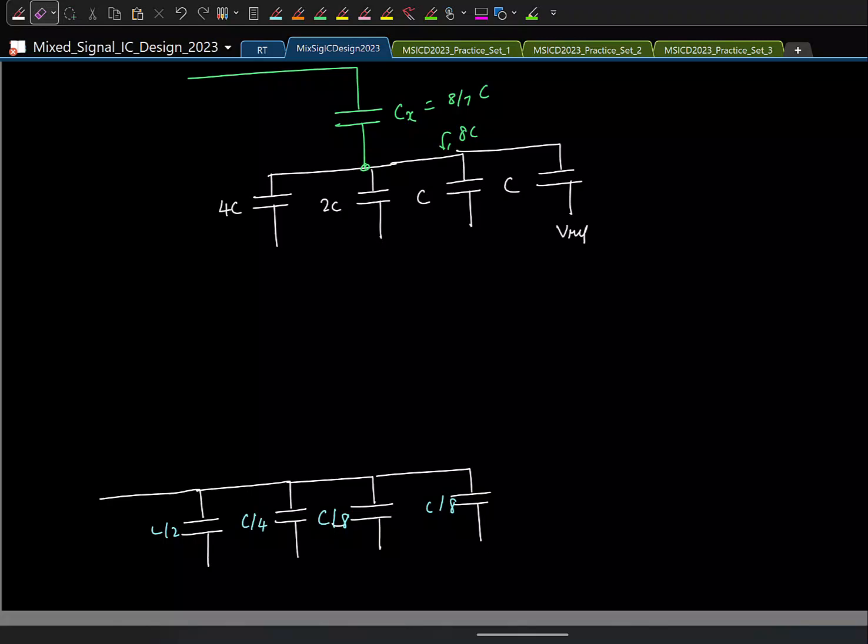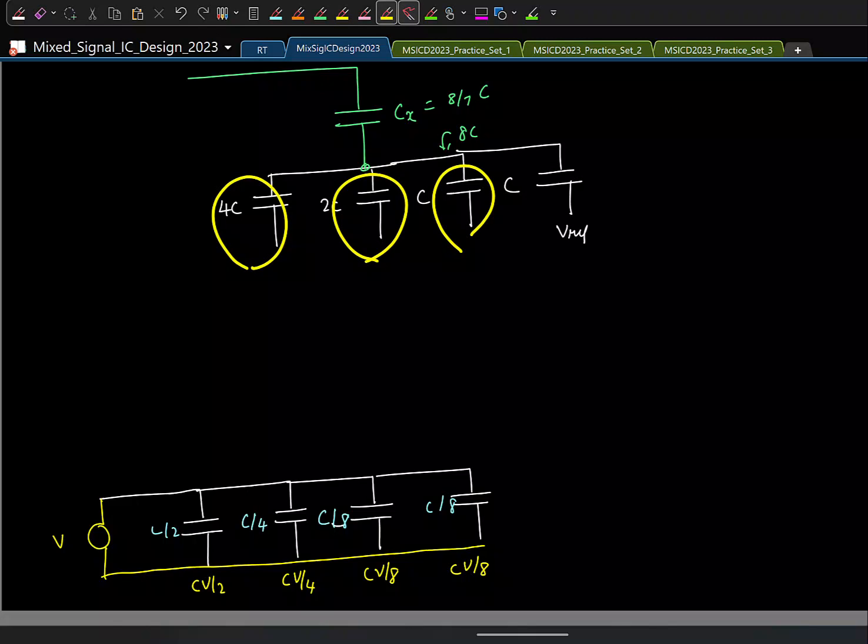So let's say I connect a voltage source across this branch, some V. What are the charges stored in the capacitors? In the C/2 capacitor, what is the charge stored? CV/2, and CV/4 here. Let's look at the charges stored in these capacitors, and if they are equal, then we have done the same job.